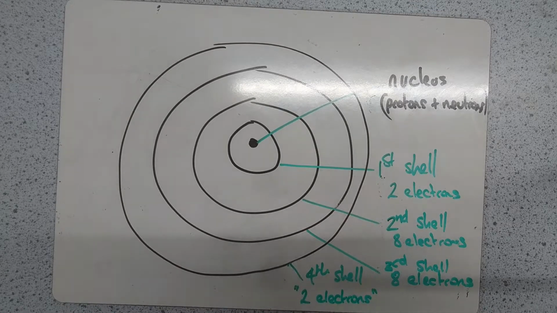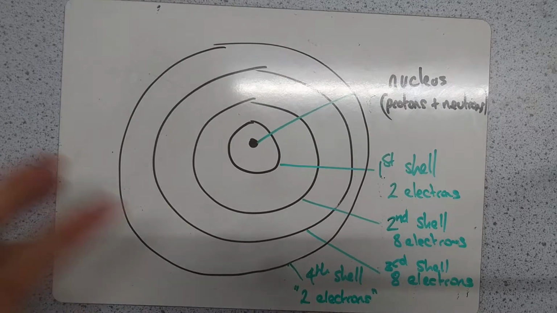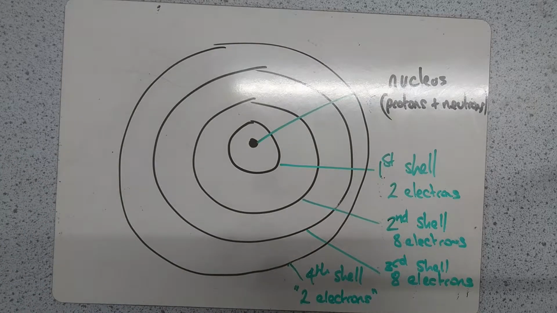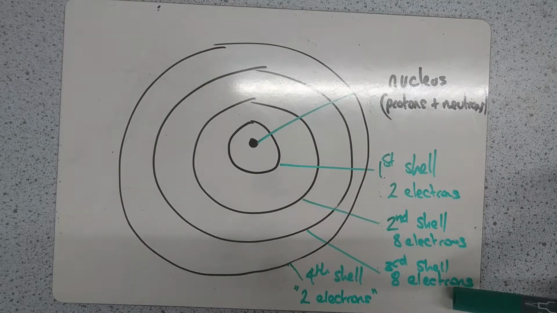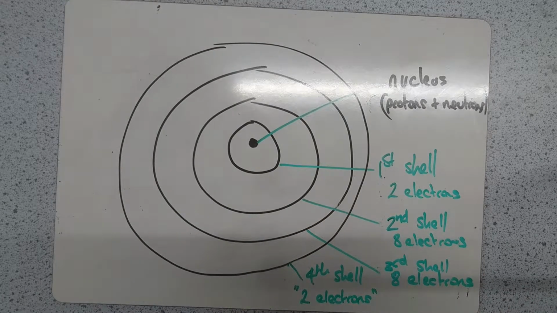After that, this model doesn't work anymore, and we don't use Bohr's model for atoms containing more than 20 electrons. So you can see here we've got 2 in the first shell, 8 in the next, 8 in the next, and then 2 in the final one. You add all those up, it gets to 20.